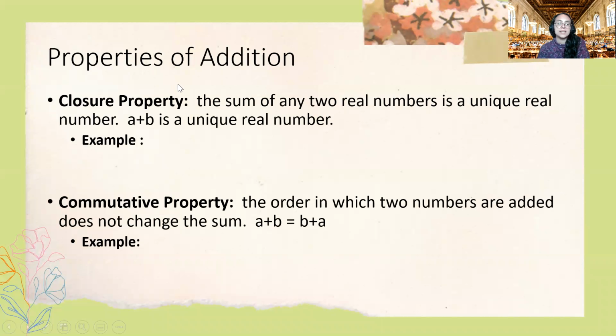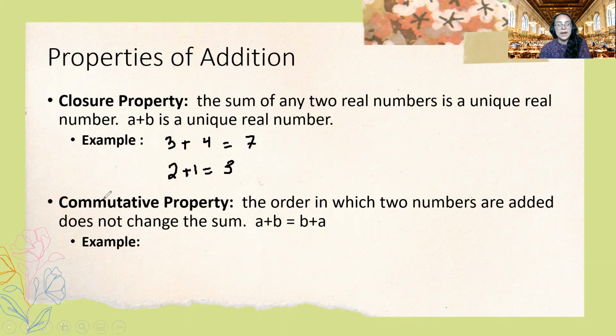And now we're going to discuss the properties of addition, okay? So the first one is the closure property, and this basically tells us that the sum of any two real numbers is a unique number. So let's say that we add 3 plus 4, so 7 is the unique number to this sum, okay? Or let's say 2 plus 1 is 3, okay?